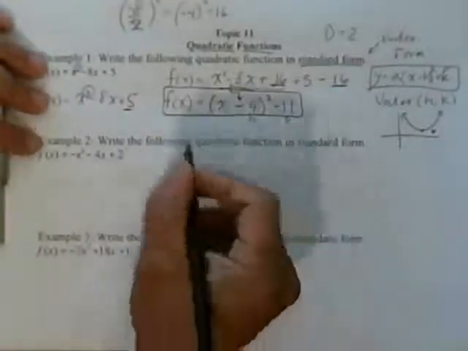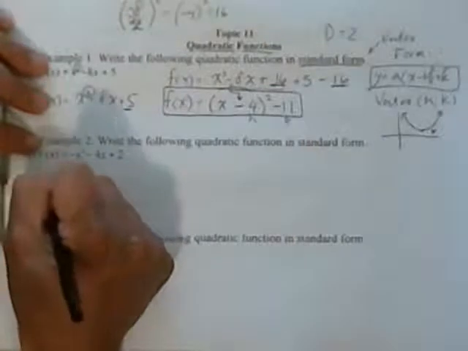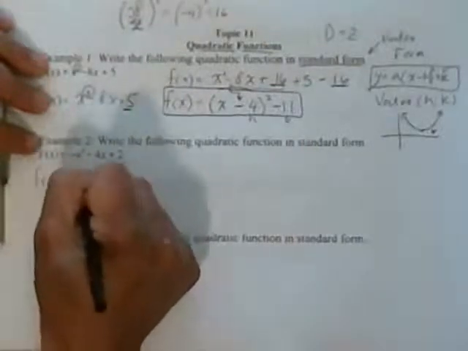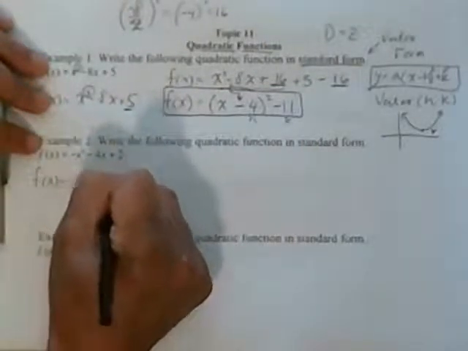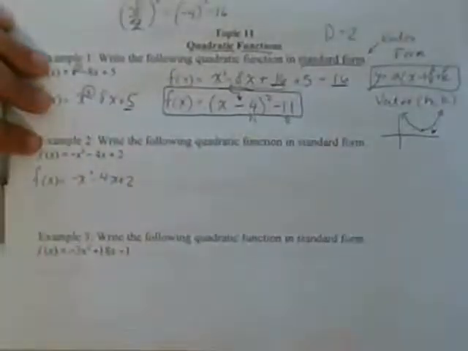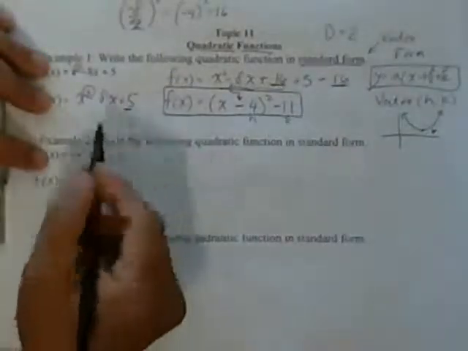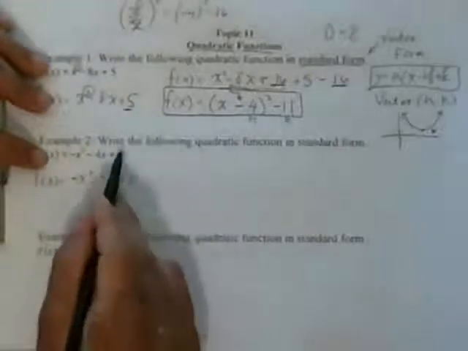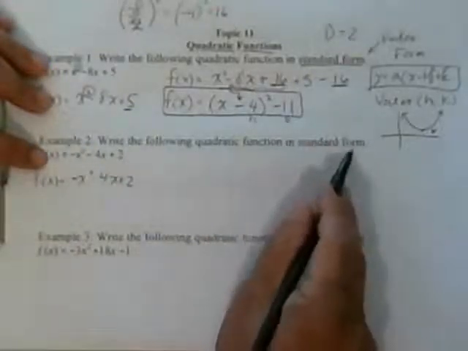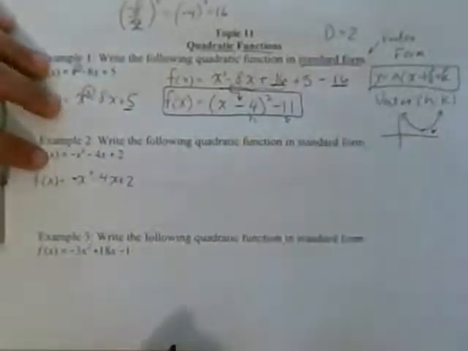Example number 2, here's a function. Here's what it looks like. F of x is equal to negative x squared minus 4x plus 2 this time. It's a little bit more tricky because of this negative right here. Write the following quadratic function in standard form or vertex form, same thing.